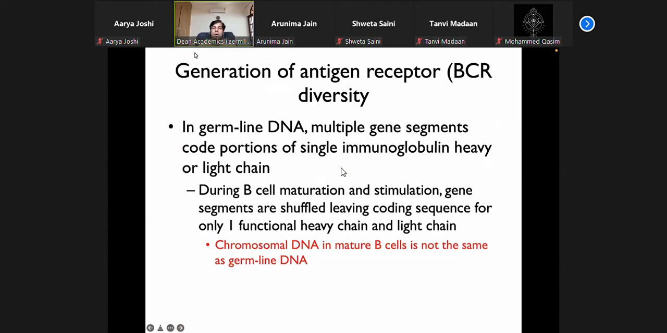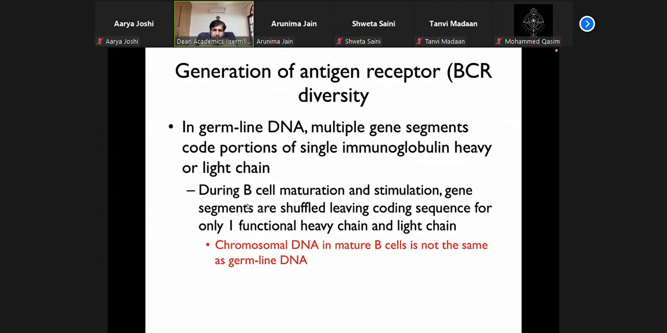Now we are going to talk about how these processes are taking place: generation of the antigen receptor for BCR, and more or less you have the same process for TCR except for a few changes. One thing that you have to consider is that in germline DNA, there exist multiple gene segments which encode for single immunoglobulin heavy and light chain.